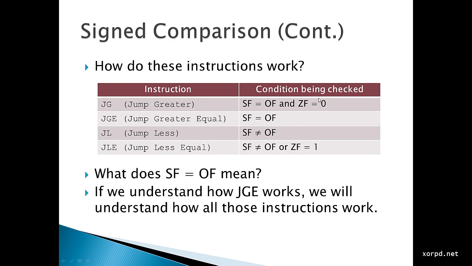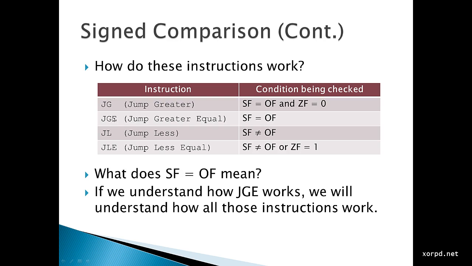Basically, we can see that the use of the zero flag is mostly the same in the signed comparison and in the unsigned comparison. You probably can recognize some kind of similarity between this table and the unsigned comparison table. We can also see, for example, that this instruction, jump greater, is actually the opposite of this instruction, jump less equal. And we can also see this reflected in the conditions. This condition is actually the opposite of this condition. If you know a bit about De Morgan's laws, this should be obvious for you. Also, the jump greater equal instruction is the opposite of the jump less instruction. And this is also reflected in the conditions being checked. This condition is the opposite of this condition.